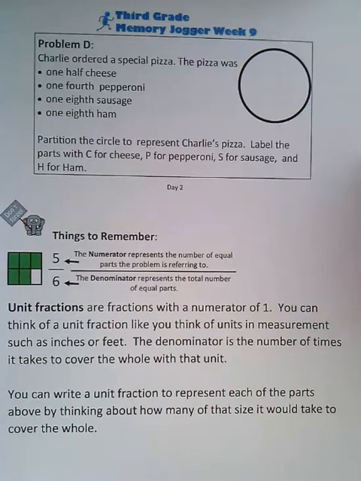We have a few things to remember. The denominator represents the number of equal parts a problem is referring to. The denominator represents the total number of equal parts. Unit fractions are fractions with a numerator of 1. You can think of a unit fraction like you think of units of measurement, such as inches or feet. The denominator is the number of times it takes to cover the whole with that unit. You can write a unit fraction to represent each of the parts above by thinking about how many of that size it would take to cover the whole.